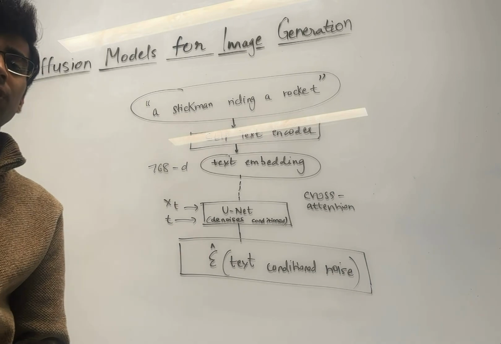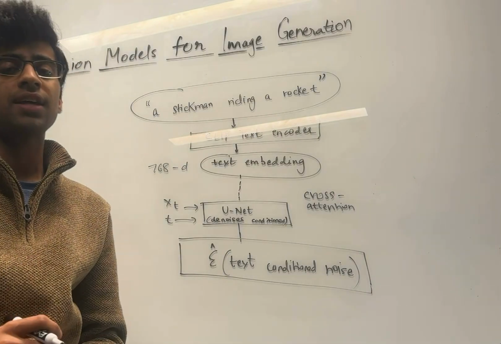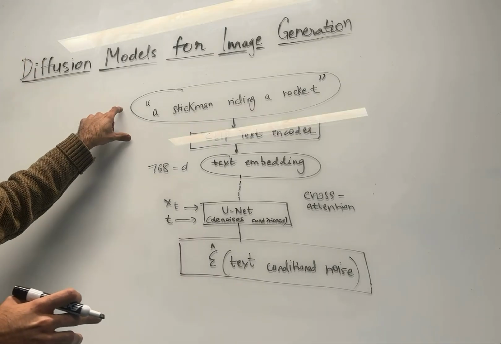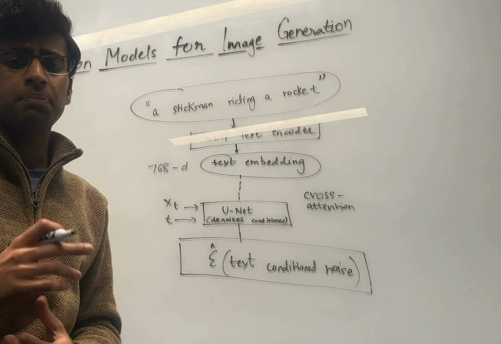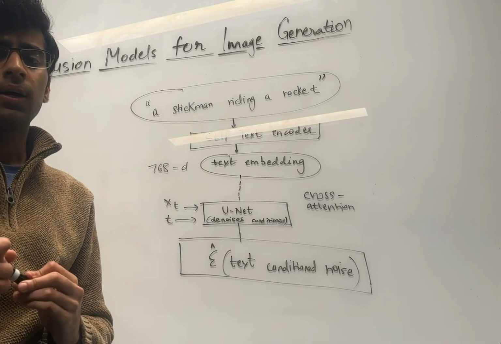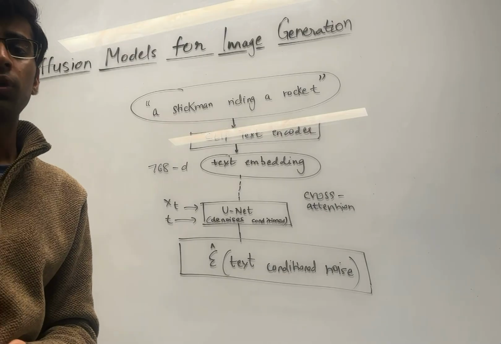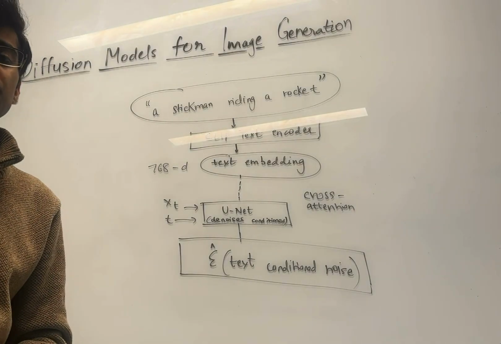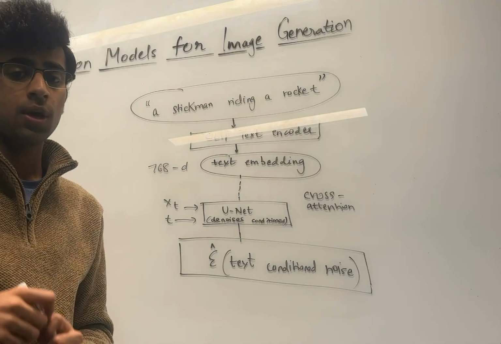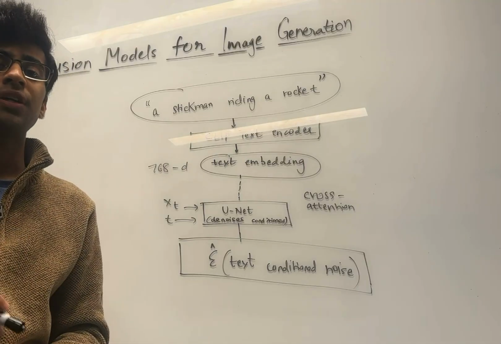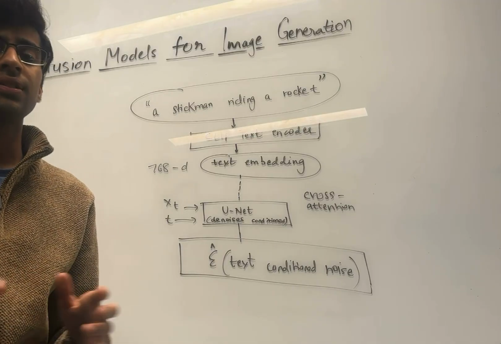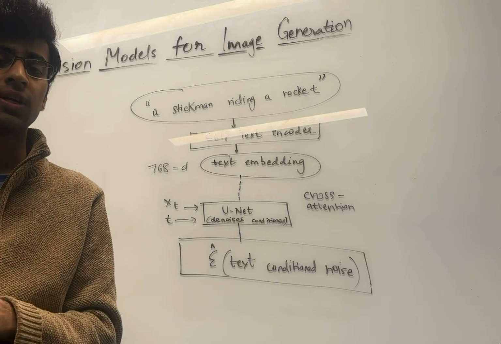So far, our model generates random images. To go from text to image, we need conditioning. We take a prompt, which is a stickman riding a rocket. We pass it through the CLIP text encoder to get an embedding vector. That embedding gets fed into the U-Net through cross-attention, where the image features are the queries. The text embeddings are the keys and the values, which means every part of the image can attend to the relevant words, and the text literally guides where to put what during the denoising.